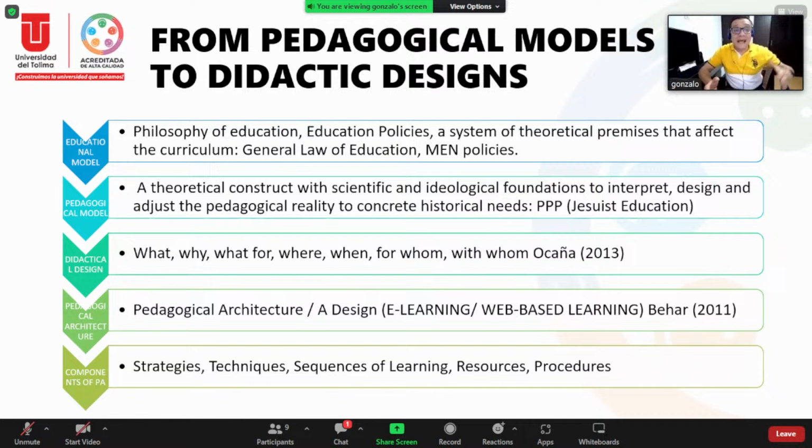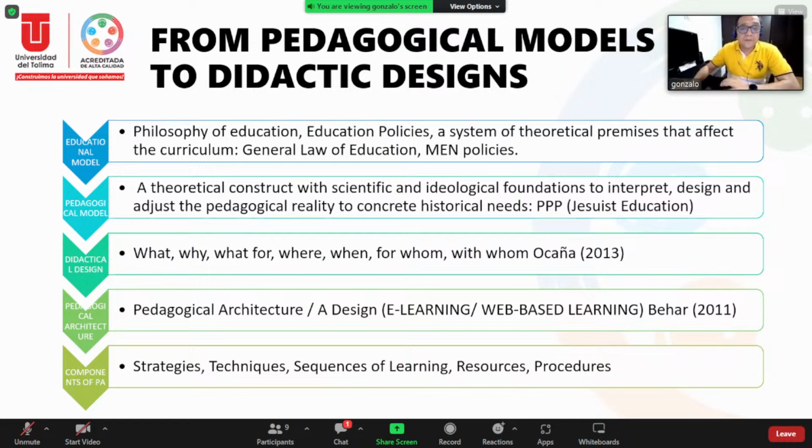I try to construct a pedagogical architecture that gives us guidelines to train teachers in the incorporation of ICT to ELT. And this pedagogical architecture was especially introduced in the terminology of pedagogical models because of the merge of e-learning and web-based learning. And finally, the components of that pedagogical architecture are strategies, techniques, sequence of learning, resources and procedures that are effectively seen and that impact effectively the English classroom.